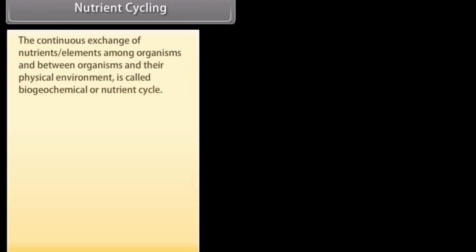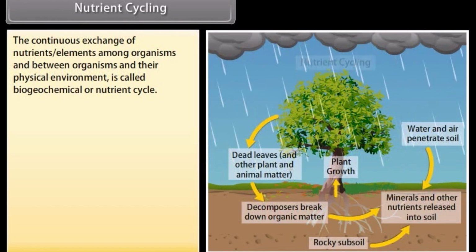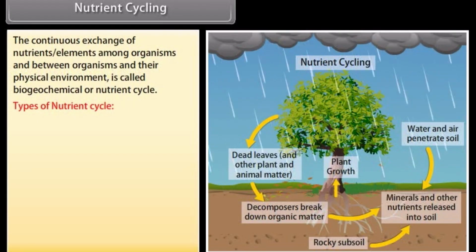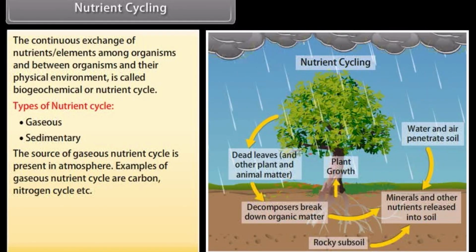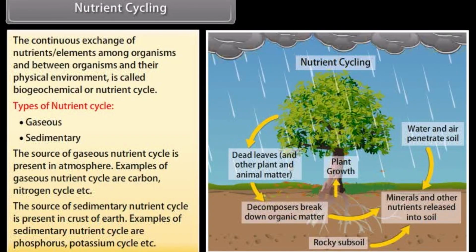Nutrient cycling. The continuous exchange of nutrient elements among organisms and between organisms and their physical environment is called biogeochemical or nutrient cycle. Types of nutrient cycle: gaseous, sedimentary. The source of gaseous nutrient cycle is present in the atmosphere. Examples of gaseous nutrient cycle are carbon, nitrogen cycle, etc. The source of sedimentary nutrient cycle is present in the crust of earth. Examples of sedimentary nutrient cycle are phosphorus, potassium cycle, etc.